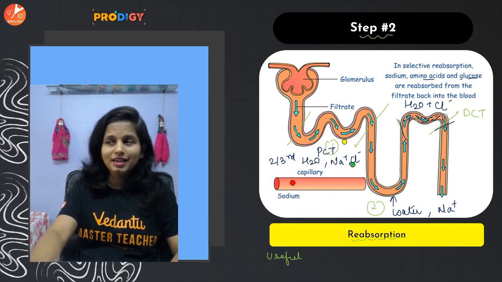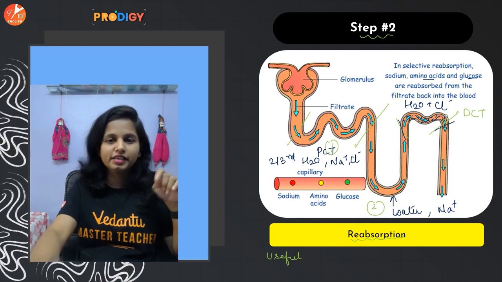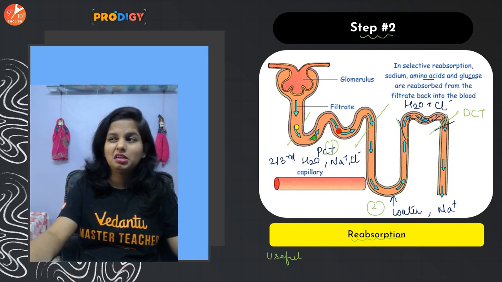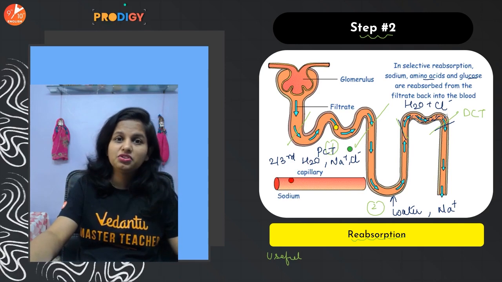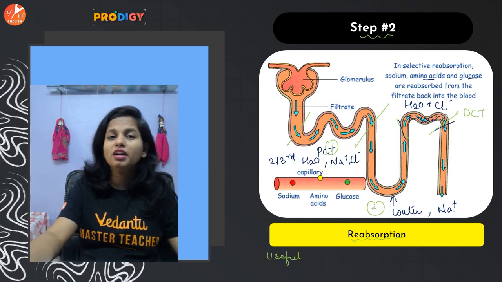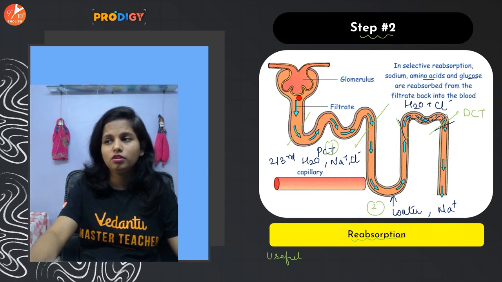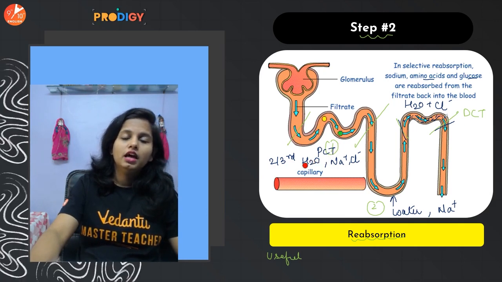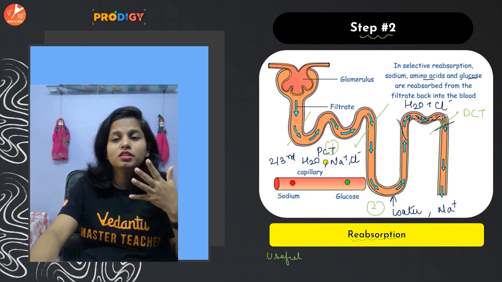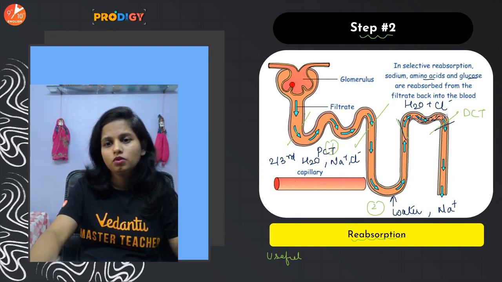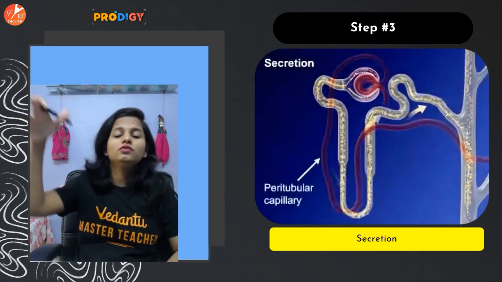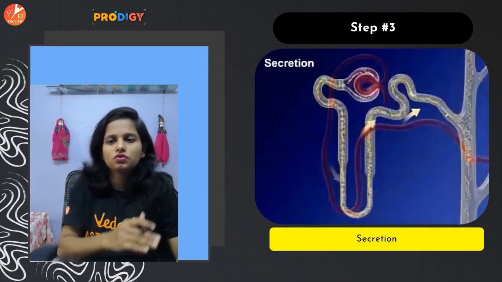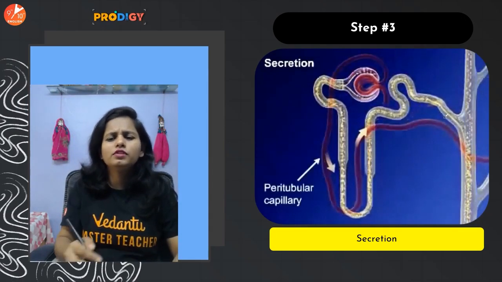No. Besides that, many a times we consume certain medications. Like nowadays in this COVID crisis, everyone is taking medications. Dolo 650, common, very common, right? Paracetamol. And then many people consume so many antibiotics. So these harmful substances need to be eliminated from the body. So the cells of the DCT, they secrete harmful substances. Now, what are these harmful substances?